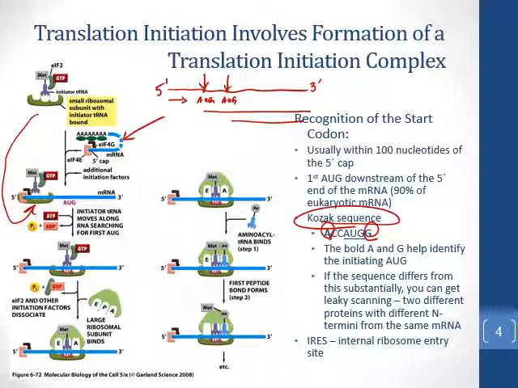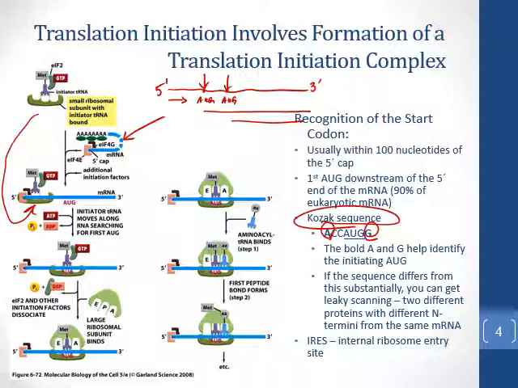Now, a little bit later on, we're going to talk about something called an internal ribosomal entry site. That internal ribosomal entry site means that the ribosome is not starting at the 5' end and scanning for the AUG. It can skip that. Now, that's not going to be relevant when it comes to post-translational or post-transcriptional regulation of gene expression, but it is going to be relevant later this semester.